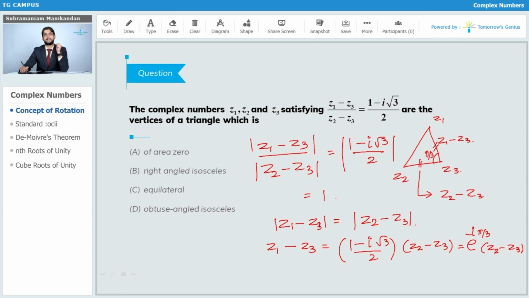What's pi by 3? 60 degrees. Which means that it's an isosceles triangle with the apex angle equal to 60 degrees. It means that the base angles will also be equal to 60 degrees or pi by 3. So all of the angles of this triangle are equal to pi by 3 and two of its sides are equal. What is the conclusion? Obviously that it's an equilateral triangle. So option C is the correct answer to this question.